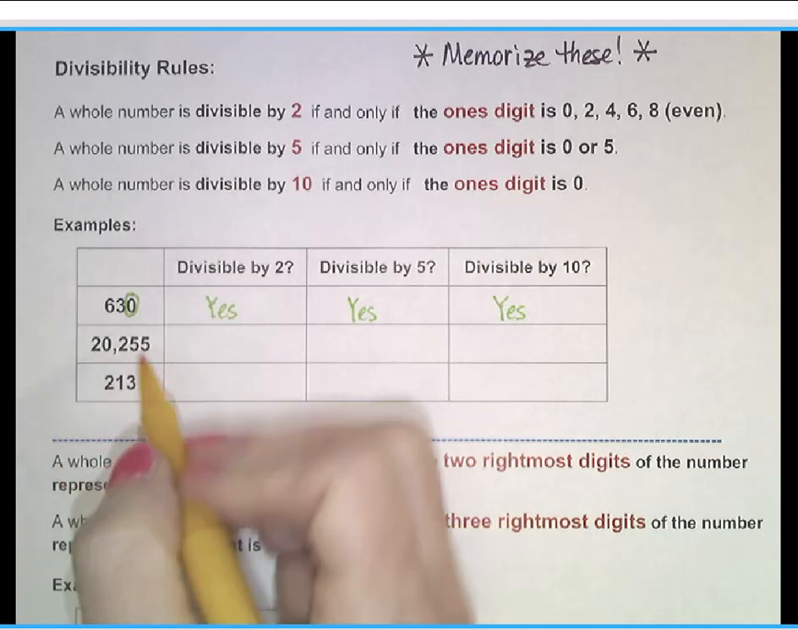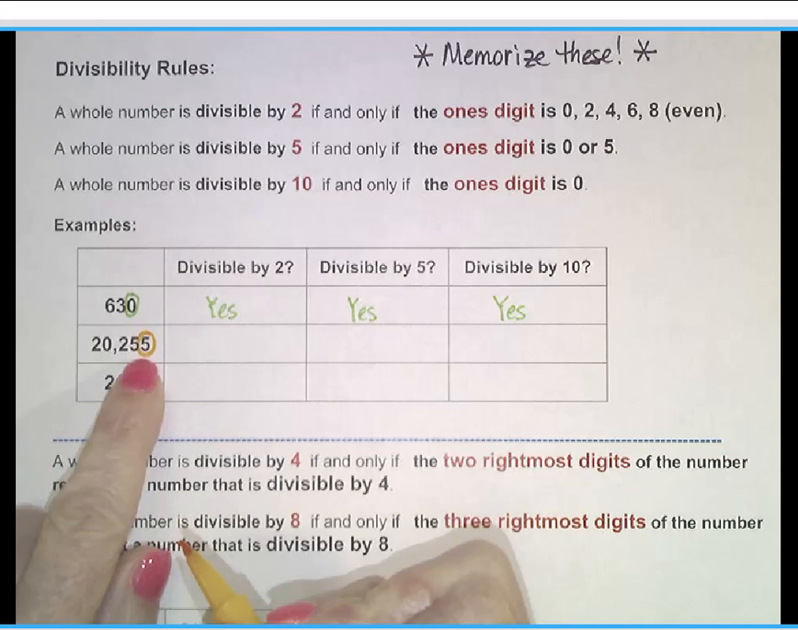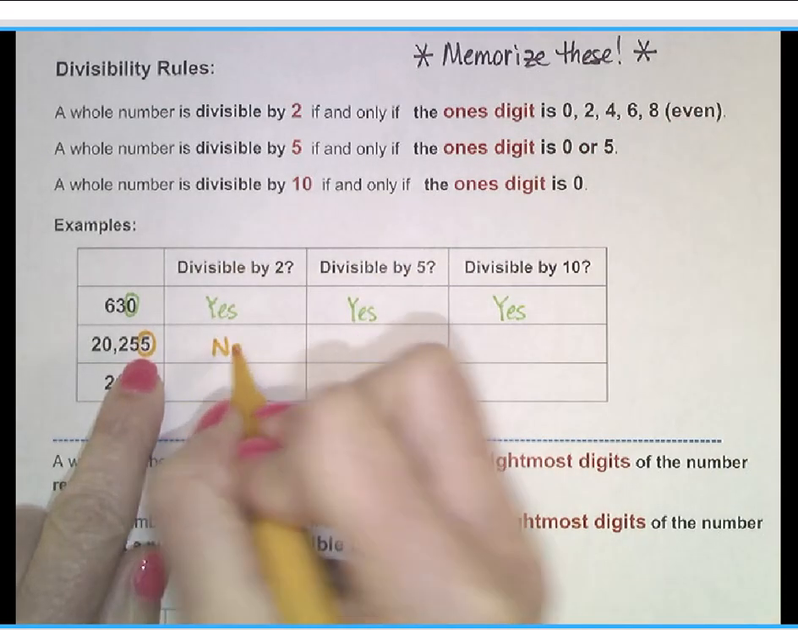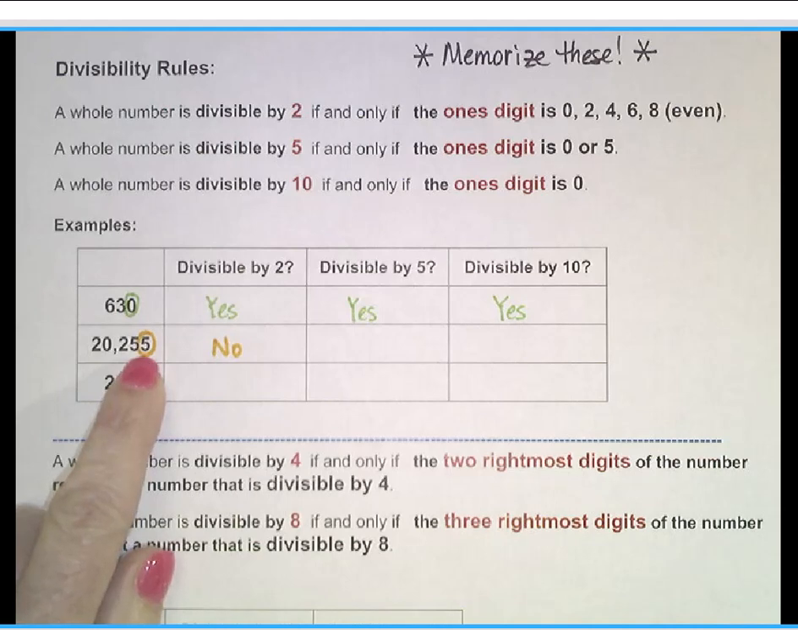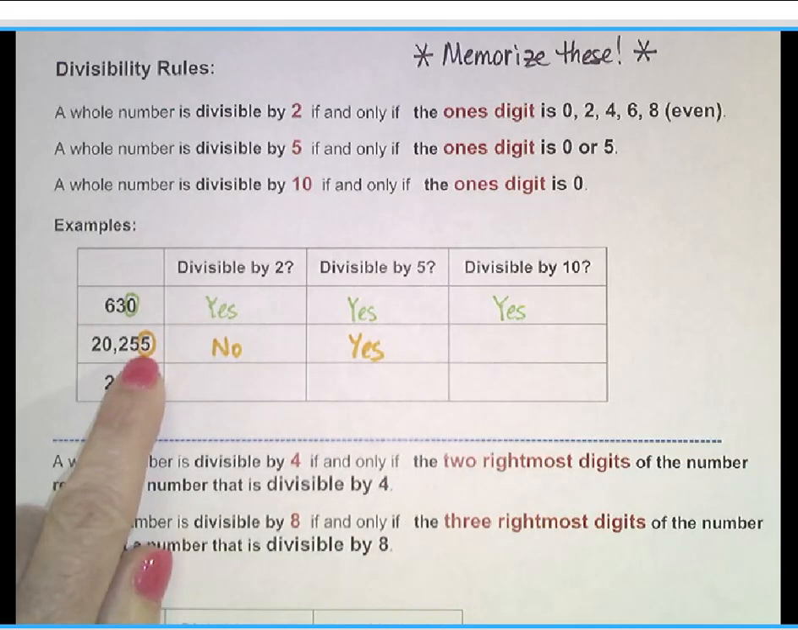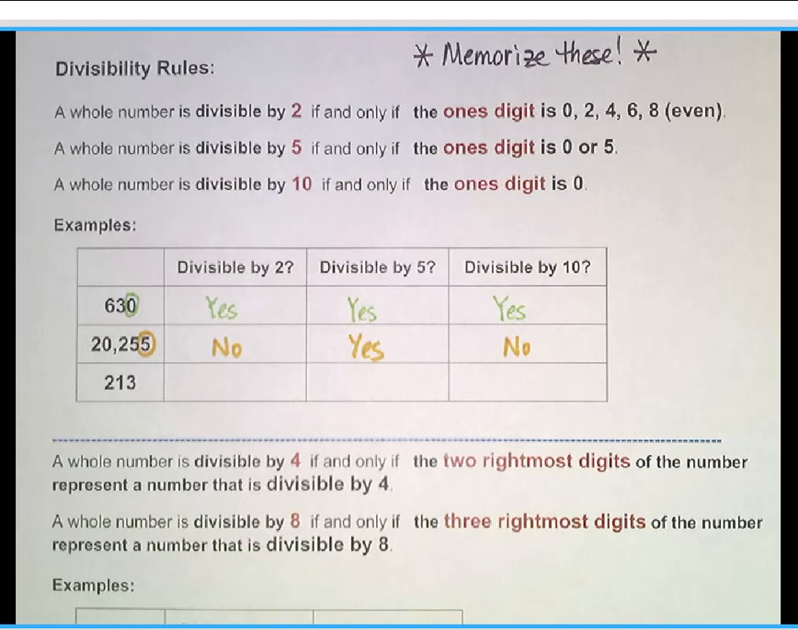20,255, right? Big number. All we have to look at, though, is that ones digit. Is it divisible by 2? Well, is that ones digit even? No. Is it divisible by 5? Yes, because it ends in a 5. Is it divisible by 10? No, because it doesn't end in a 0.